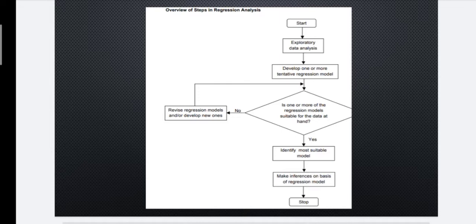Kita boleh gunakan R square, ada beberapa cara lagi lah selain R square. R square the common one, but we have some of the other method to select the suitable model. And then once we have the most suitable model, so we make the inference and basis of the regression model. So boleh check lah, nak check significance, nak check all the beta tu significant ke tidak, nak check correlation and so on. Okay, so after that barulah you boleh proceed dengan the further regression analysis.